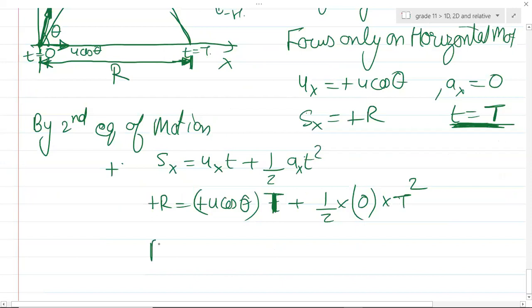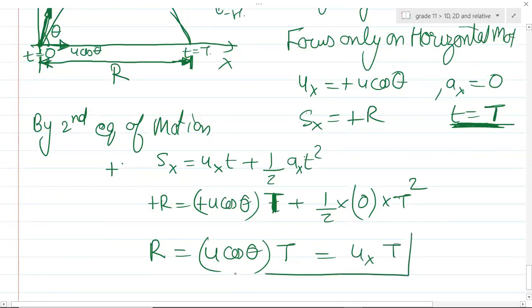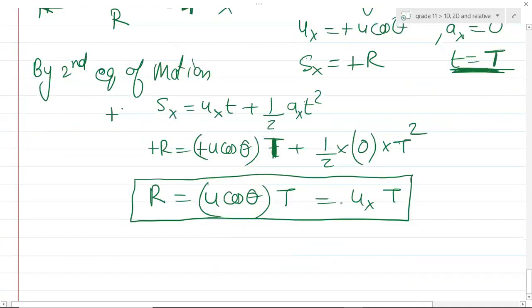So r will be equal to u cos theta into t. Can you see this is basically your ux into t, right? So this is one of the formulas: the initial velocity along the x direction multiplied by the time of flight. Or you can solve it a little bit more. It will become u cos theta into what was the time? Time was twice u sine theta by g, right?